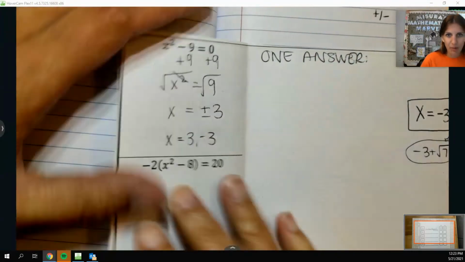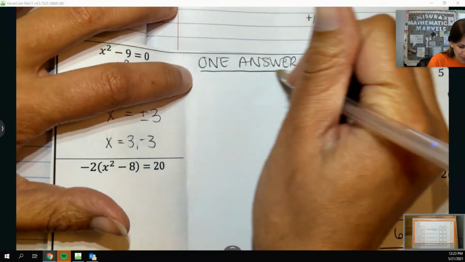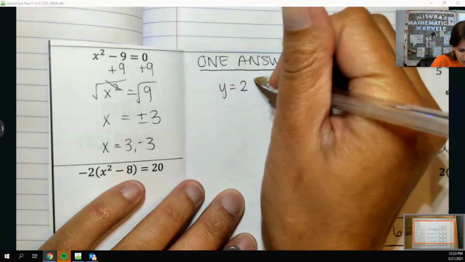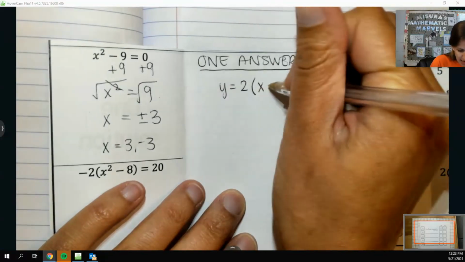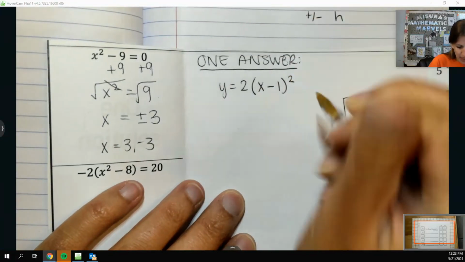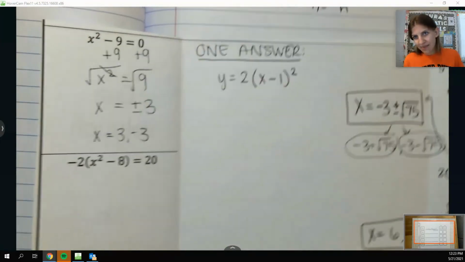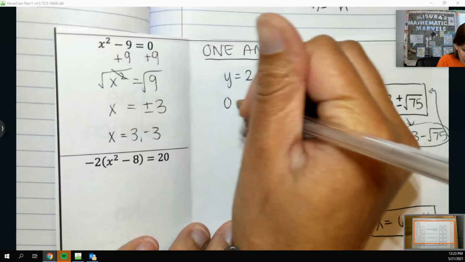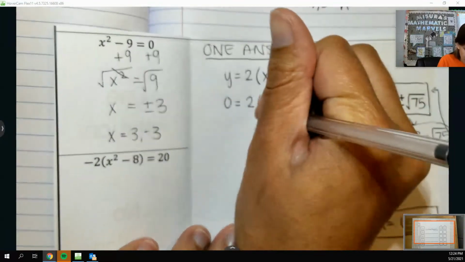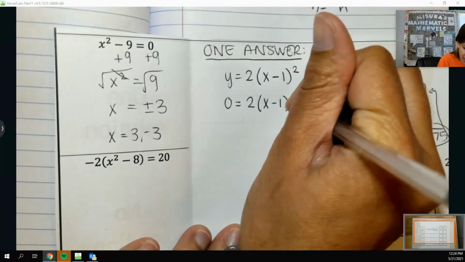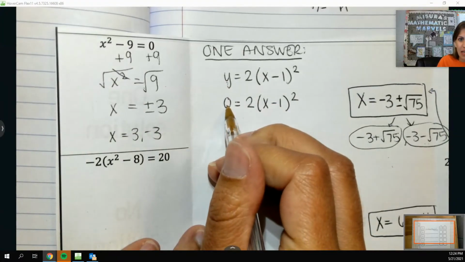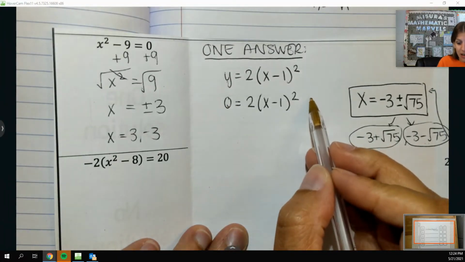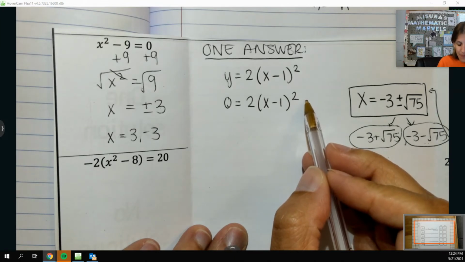Here's the true problem with just 1 answer. Let's say we had y equals 2 parentheses x minus 1 squared. Like that. Okay. Our first step is to replace y with 0. So nothing else changed. We just replaced y with 0. And then there is no k value to get rid of. So I skip that step.